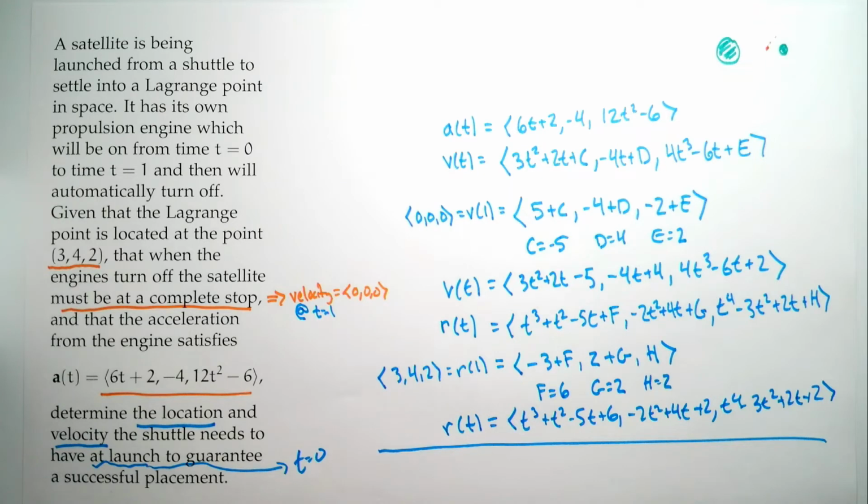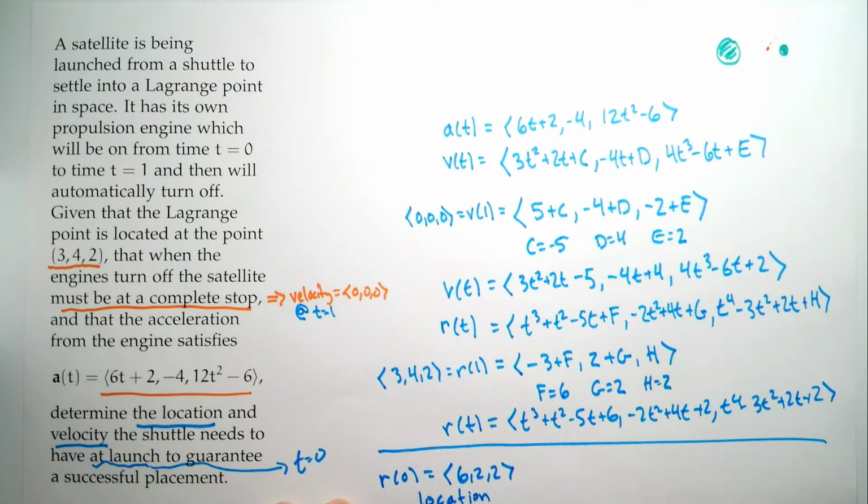Because it says, what do you want? We want to determine the location. So the location at launch, time 0, would be r of 0, which is equal to, well, it turns out it's (6, 2, 2). Because you get lots of zeros. Zeros, we like working with 0. So this is our location.